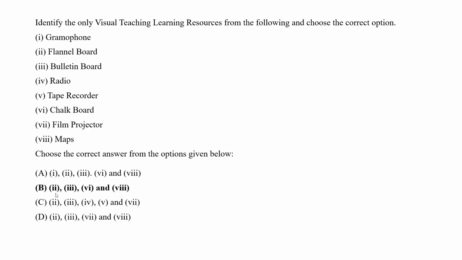So what is the answer? The second one: flannel, bulletin board, chalkboard and maps. So these are the things for visual.